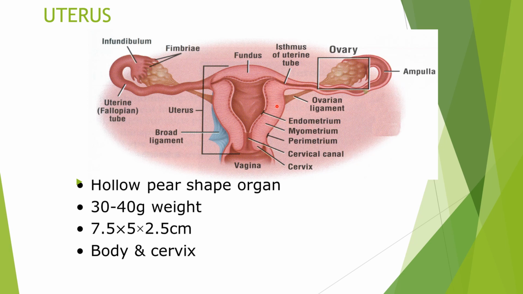Uterus is a hollow pear-shaped organ. Its weight is about 30 to 40 gram and it measures 7.5 by 5 by 2.5 centimeter. It has a body, which is the upper part, and a lower barrel-shaped area which is called the cervix. It is attached to the ovaries via uterine tubes, and the area of the uterus which is above the attachment of the uterine tube is called the fundus.